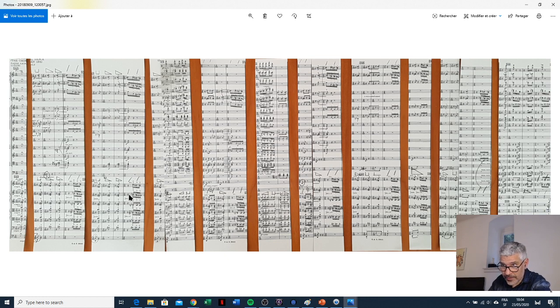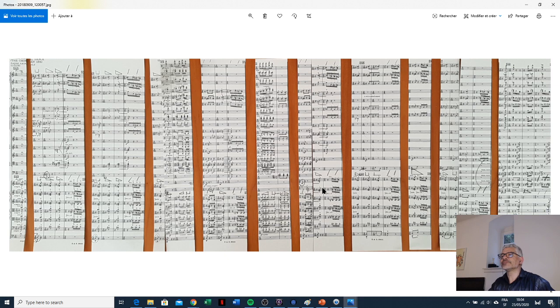2, 3, and here you have 2 and 2. Okay? Of course, you conduct this the way it's written. There's no question about it. It's just to understand how he composes.